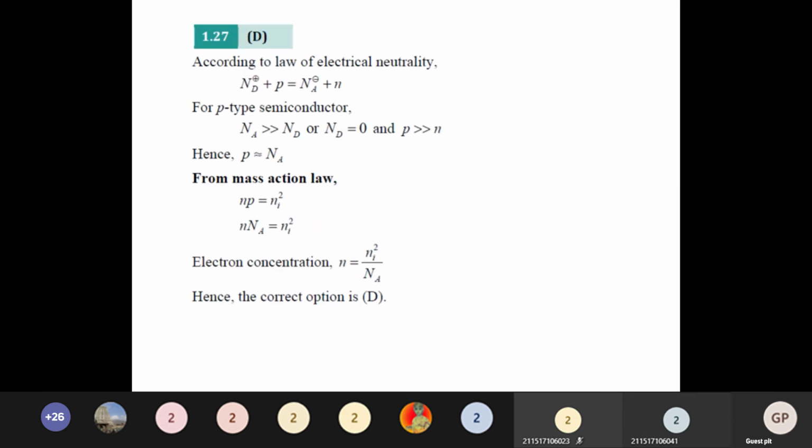So directly we can go to the mass action law. From the mass action law, np is equal to Ni square. That formula we are having. So Ni they mentioned in the problem itself, and P is equal to the acceptor atom concentration, that we already know. So P is equal to Na, and directly we are taking small n equal to Ni squared divided by Na. This formula is the mass action law formula.